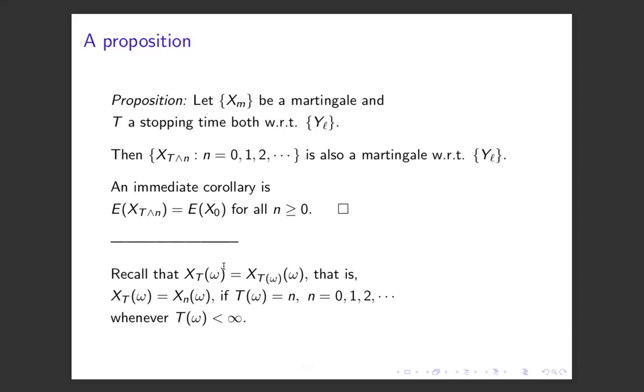So this is just how to define x sub t omega. X sub t omega is given by this. So x sub t omega is equal to x sub n omega when t omega is n. And this is defined only when t omega is less than infinity.